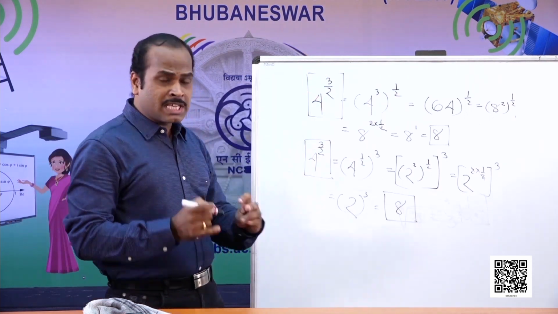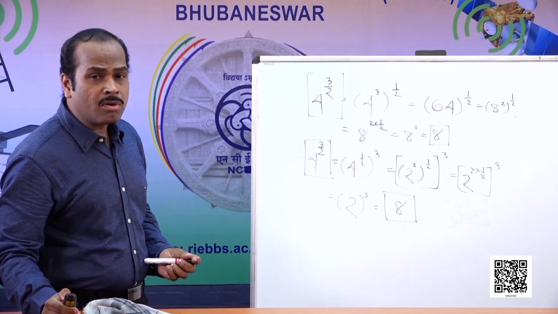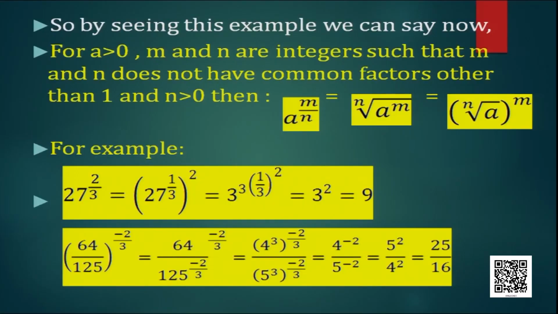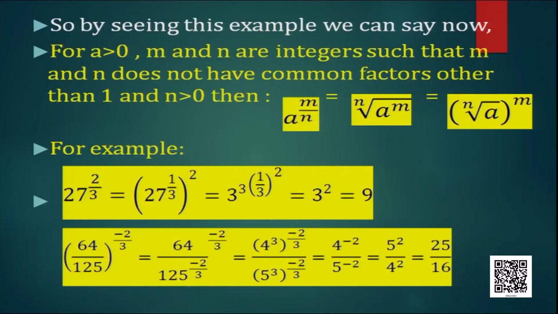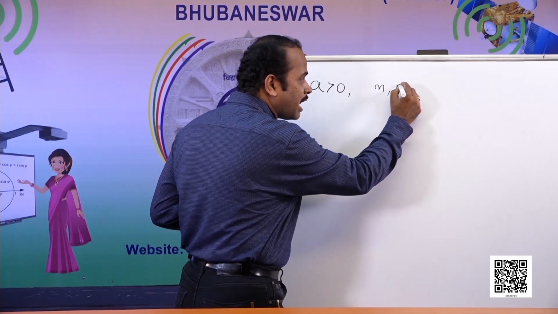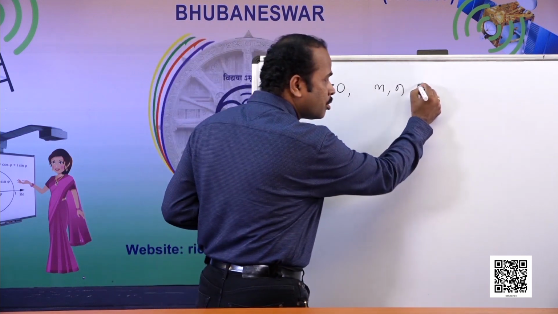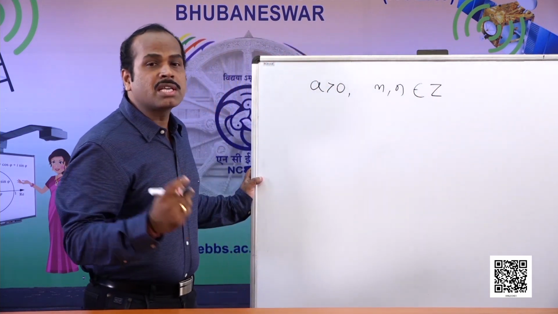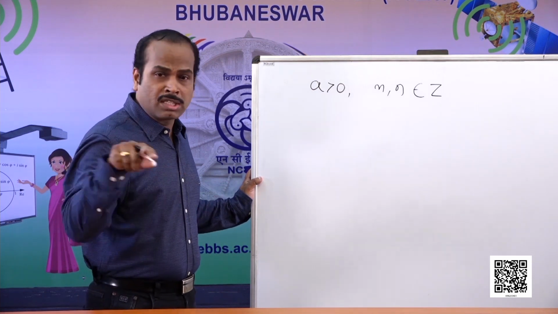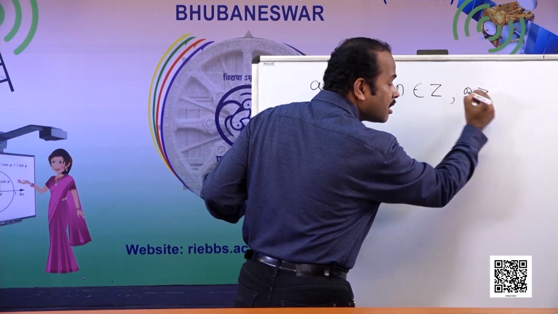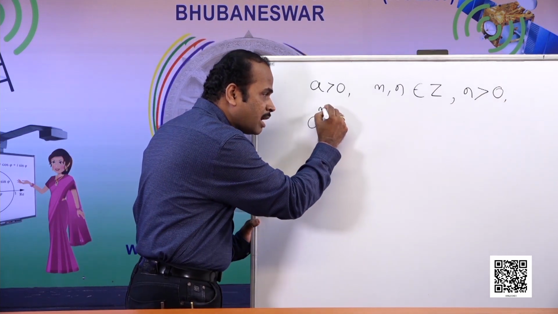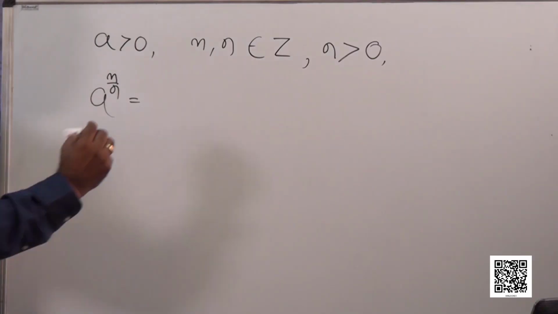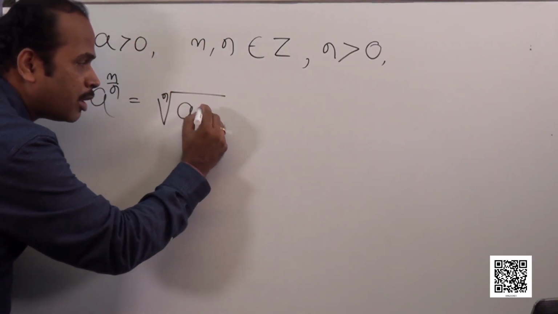Okay, so from this expression we can find what we can get here now. We can say for a greater than 0, m and n are integers such that m and n don't have any common factors other than 1, and n greater than 0. So here m and n are integers belonging to Z. In this case, a to the power m by n is equal to the nth root of a to the power m.